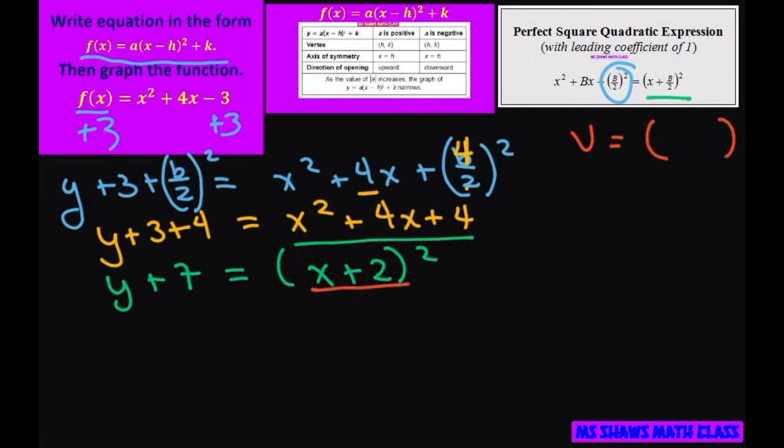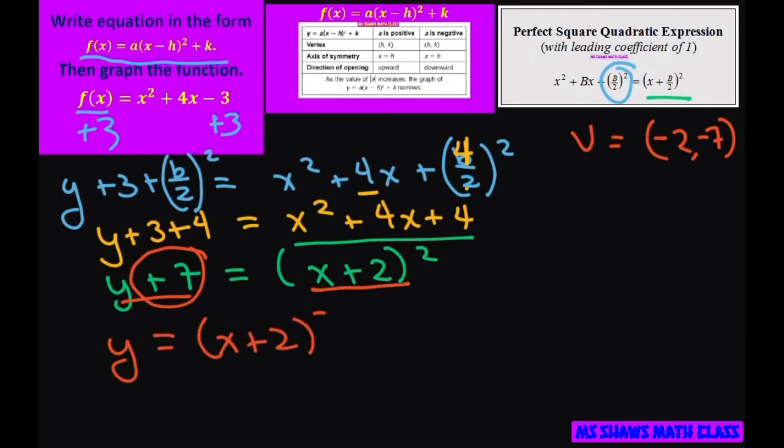Your vertex is your distance from 0 for the x and the y. So set this to 0, you get x is negative 2. Set this to 0, and you get y equals negative 7. This is not actually vertex form because we have to move this 7 over. So you get y equals x plus 2 squared minus 7. And that's a nice way to put it in the calculator.